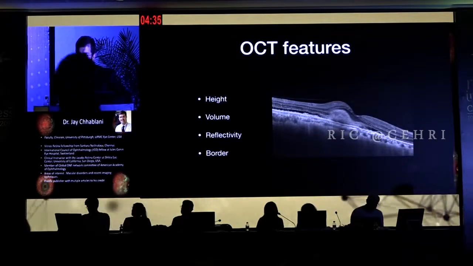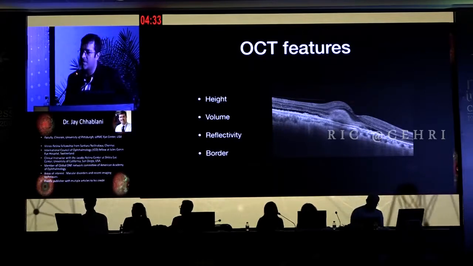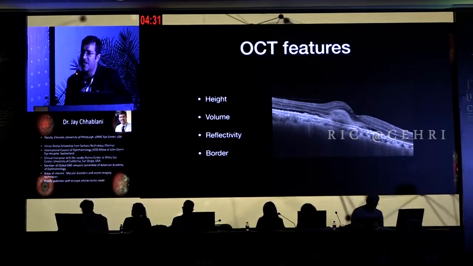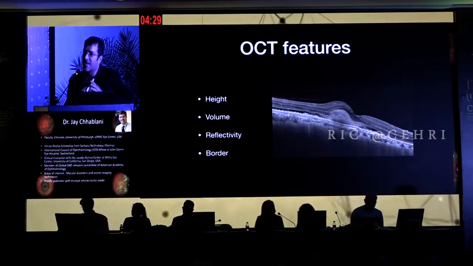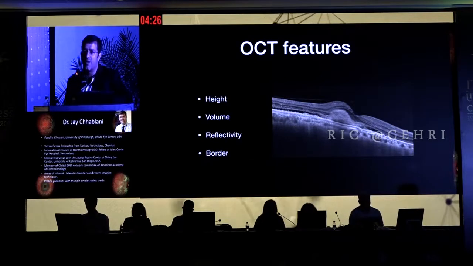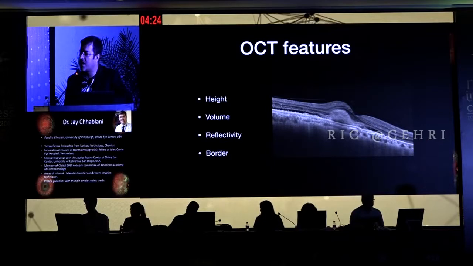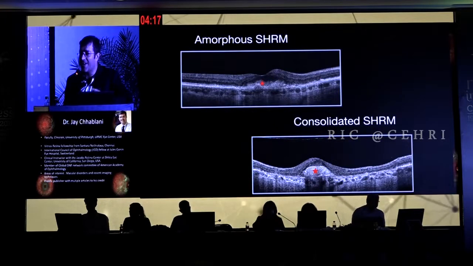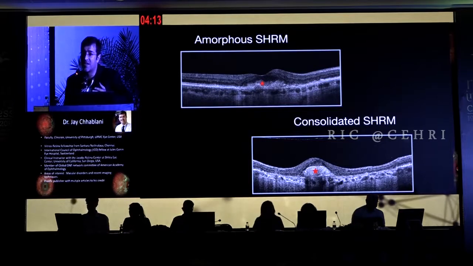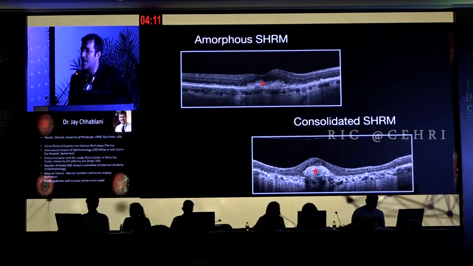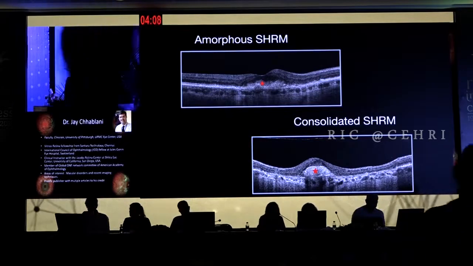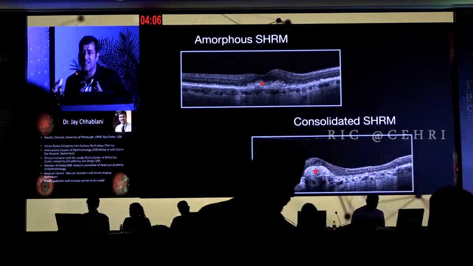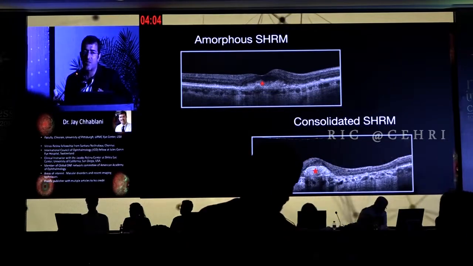We all have been seeing these OCTs about the SHRM where we talk about the height, volume, reflectivity, and the border. You can see that this looks almost like a sheaf where you have more of an exudation. The margins are a little blurry, and you suspect that this could be an exudative kind of SHRM. We can start talking about whether this is an amorphous SHRM or a consolidated SHRM. As you can see, the bottom picture shows that the margins are much more clear. It looks like this stage is almost like a fibrosis.